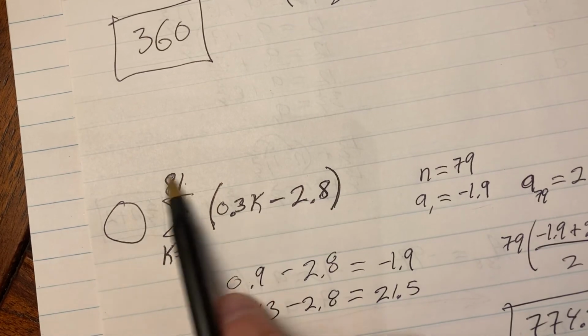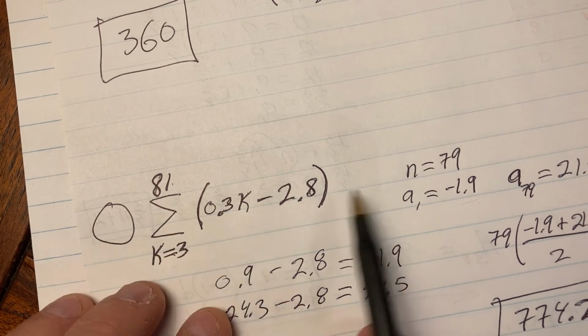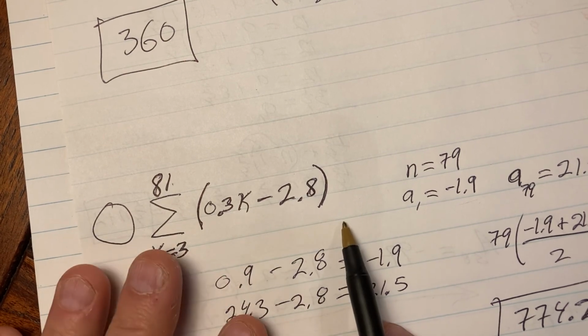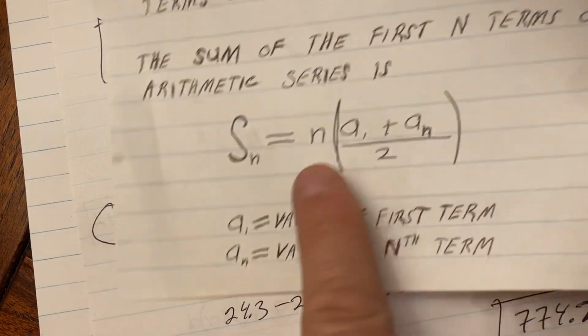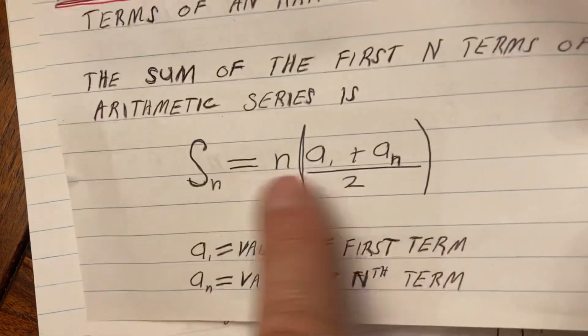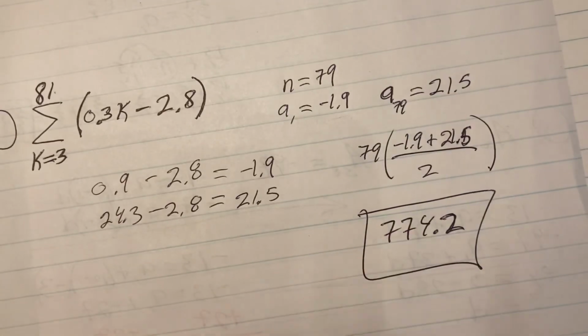So if you added up all these for this summation notation, you could go through this 79 times and figure it out. Why do that? Why work harder when we can work smarter? Okay, use that right there. The answer would be 774.2. Boom, done. Sweet Aunt Jemima.